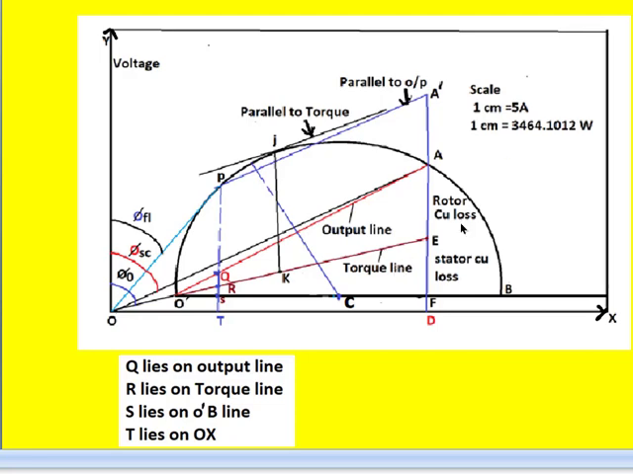Now measure the distance from A to D. That indicates WSN, that is the power loss when normal voltage is applied under short circuit conditions. So we use this distance to decide the power scale of the circle diagram.